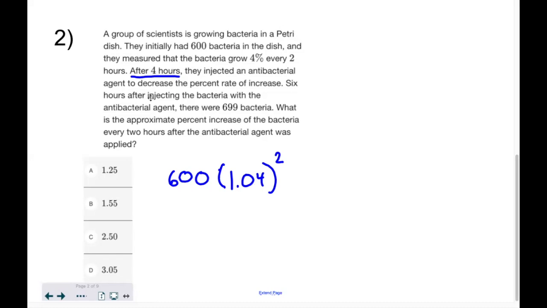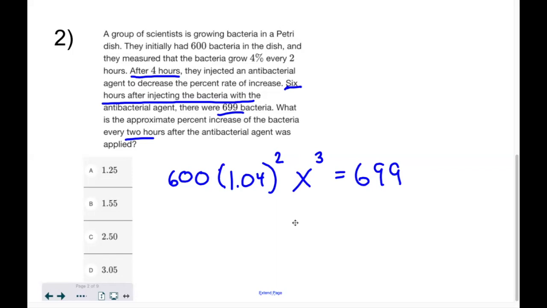They injected some agent to decrease the percent rate of increase. So 6 hours after injecting, we changed the percent increase, so we changed the thing we're multiplying by from 1.04 to something else. I'm going to call that x. In 6 hours, again, this thing is increasing by some percent every 2 hours. Well, in a 6 hour period, there are three 2 hour periods, so that's three times it's going to get multiplied by some number. And in the end, there is 699. So this is the equation that I want to solve.